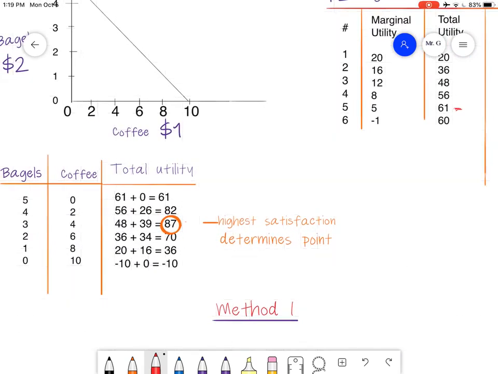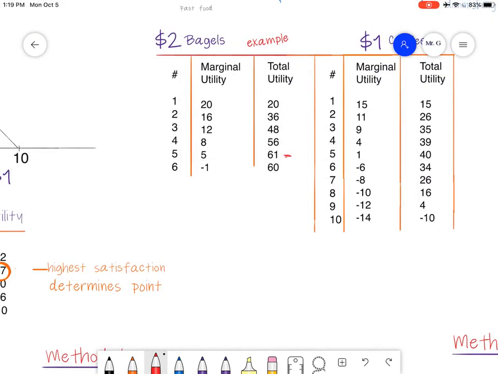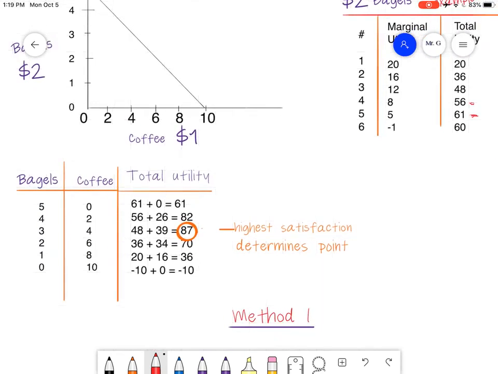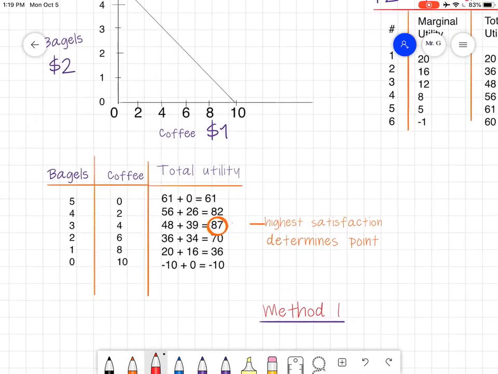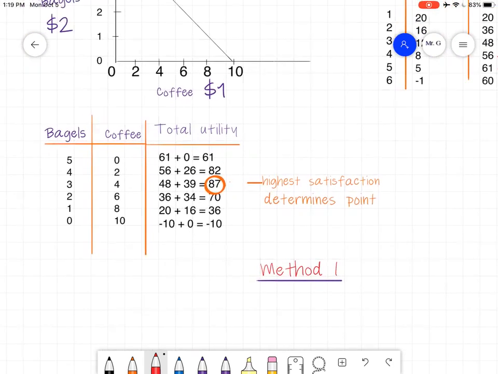For the next one, you can see 56 plus 26. Well, that's for 4 bagels is 56, and then 26 is for 2 coffees, right over there. You can see where the numbers are, and we're just adding them up. So for all the combinations, we're looking at the total utility for that total number. How much utility are 4 bagels or 5 bagels going to give us? And then we put it in, and we do that for all the combinations.